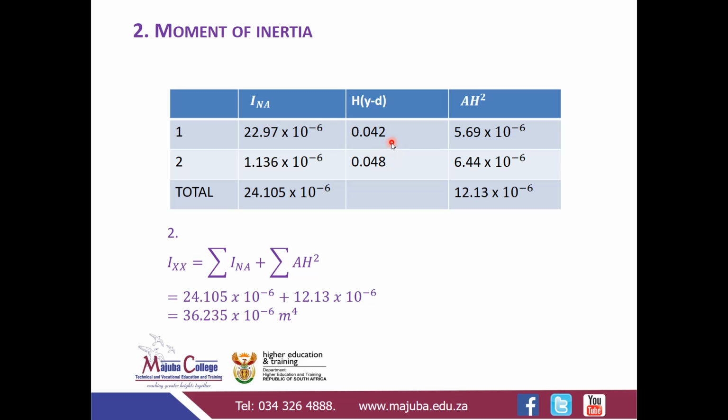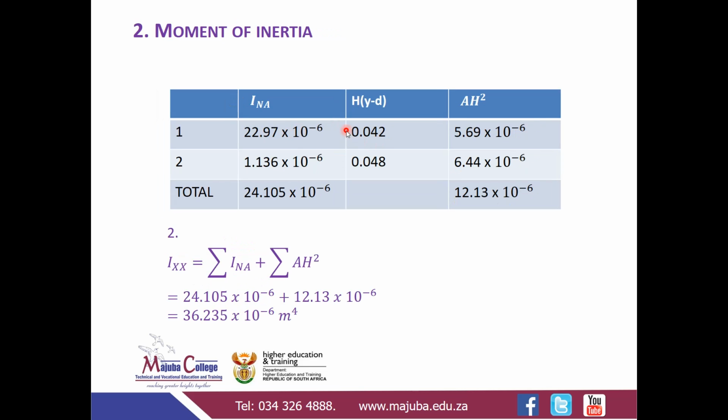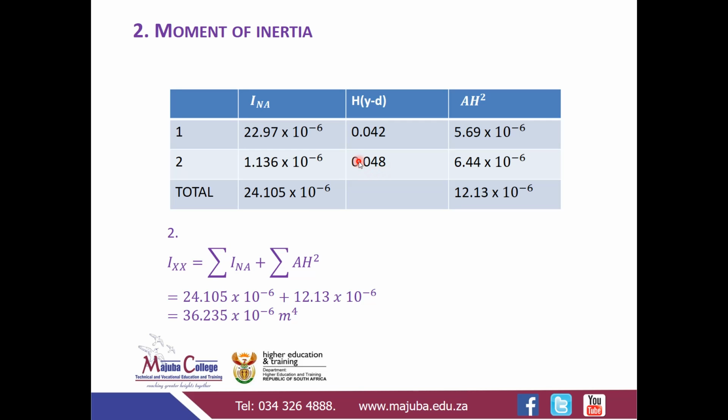Okay, so now the next step is to take your area. Let's go back to your area multiplied by your H squared. Here's the formula here. All right, your area 2,797 multiplied 10 to the power minus 3 times 0,048 squared. All right, so you get these two values here, and then you add them to get your sum. Okay, and then your initial about XX.